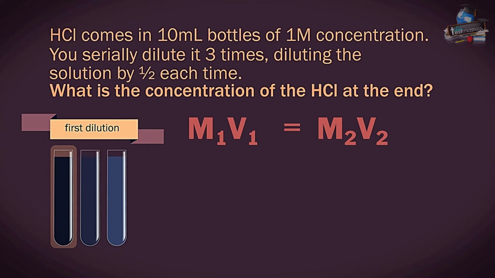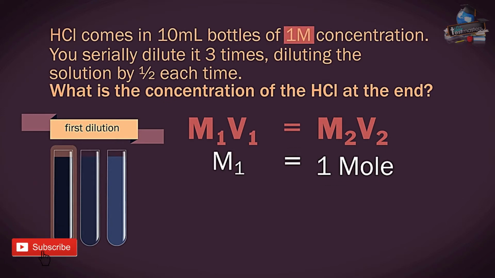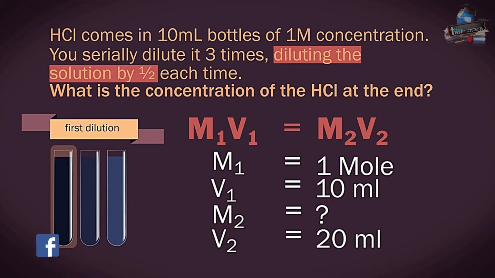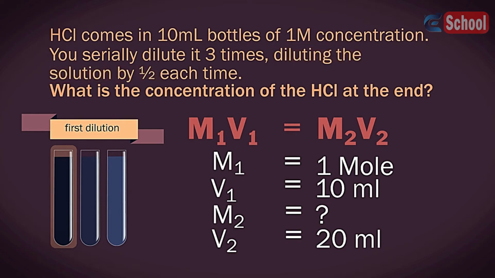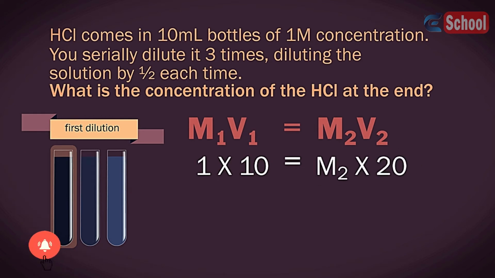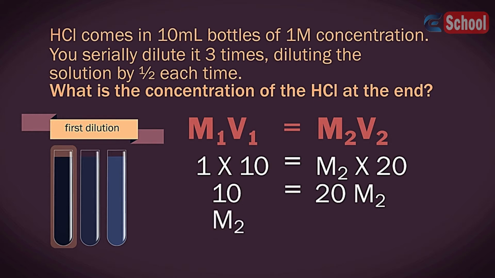For the first dilution, M1 equals 1 mole, V1 equals 10 moles. M2 we do not know, and V2 equals 20 moles because we have already added 10 moles of water to dilute it by half. Substitute in these values and you get 1 times 10 equals M2 times 20. So 10 equals 20 M2, and rearranging means M2 equals 0.5.